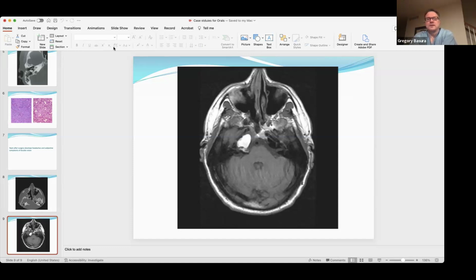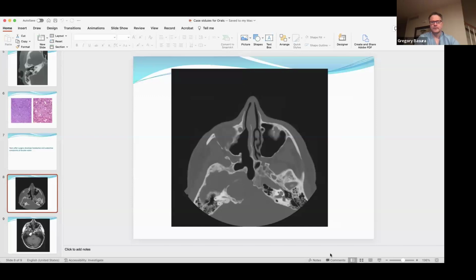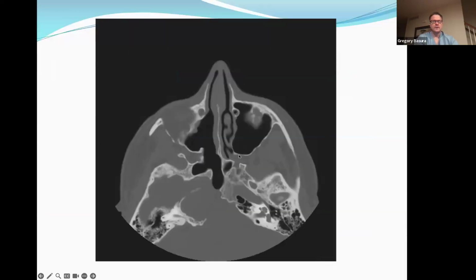But as you can imagine, if we go back to this, one second, let's switch screens again. I had too many presentations open here, I think. If you go back to this one here, there's a potential corridor through the sphenoid to get into this, right? But you have to think about the optic nerve. You have to think about the carotid artery.